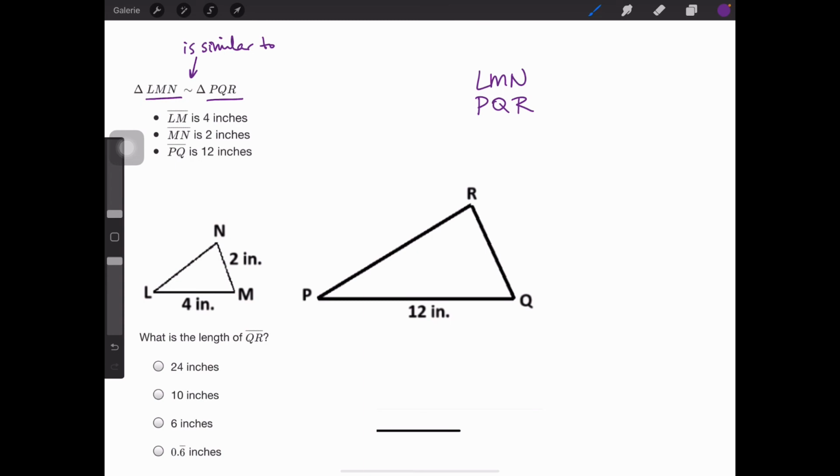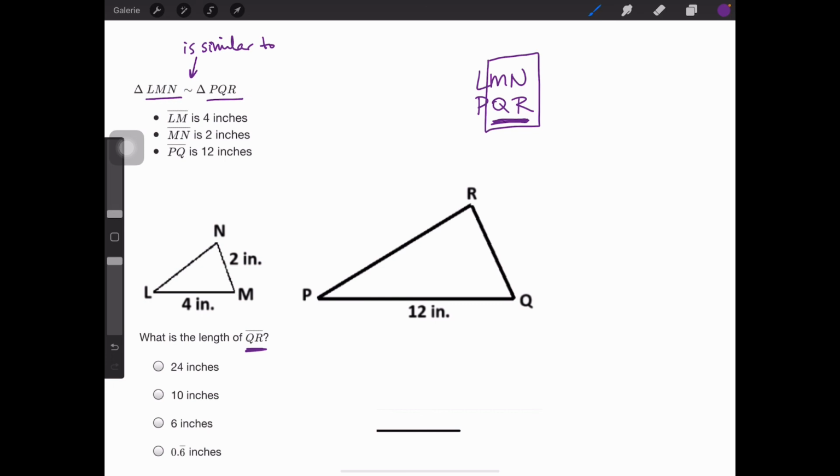LM is 4, MN is 2, PQ is 12. It's asking what is the length of QR. I'm going to box this. So QR is down here. I'm boxing this because I know that I need to write a proportion using MN and QR.